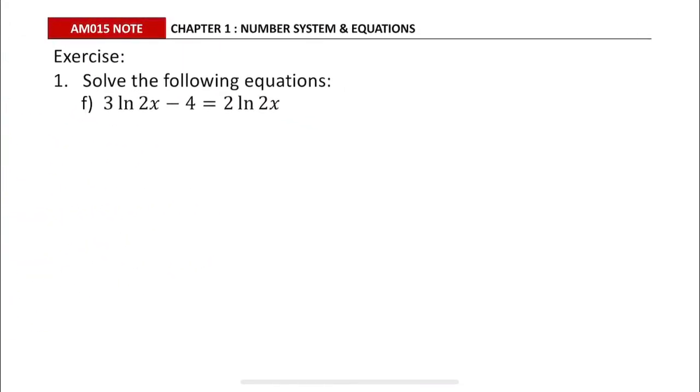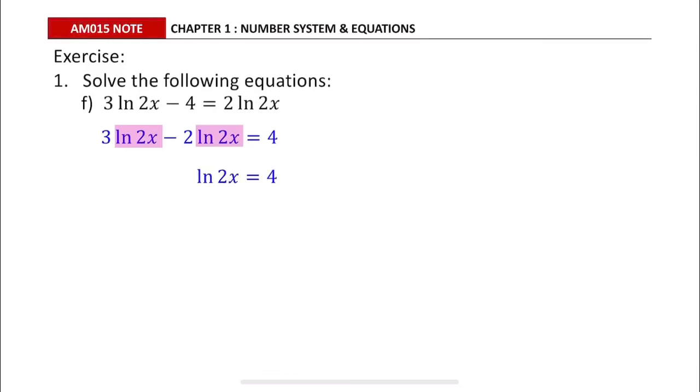This question has two logarithms as well, but this time both are of the same base, which is base e. Remember, ln is a natural logarithm, which means log base e. Rearrange this equation so that both of the ln are on the same side. Since both are ln of x, we can directly subtract them.